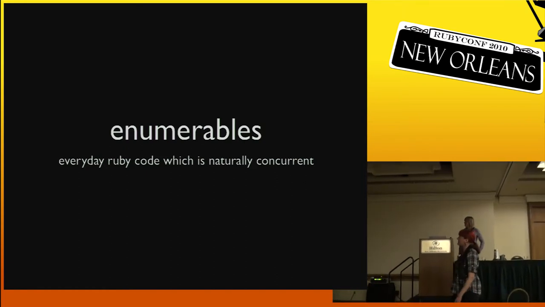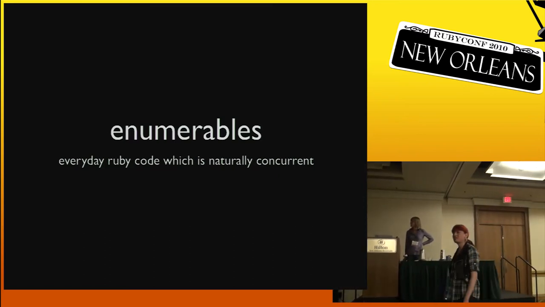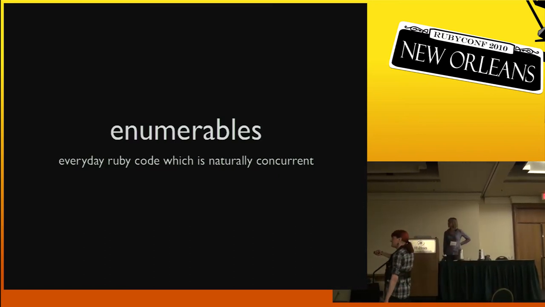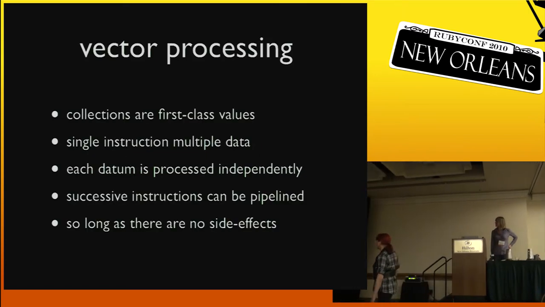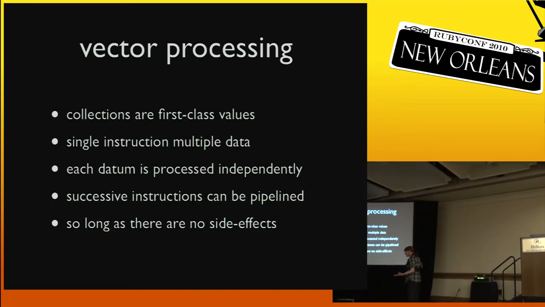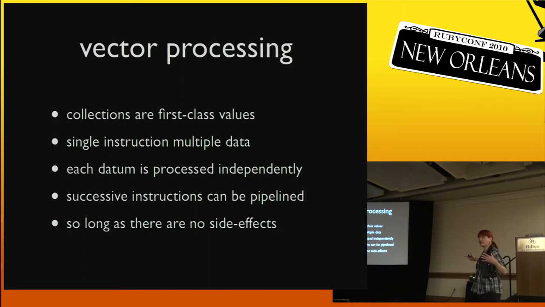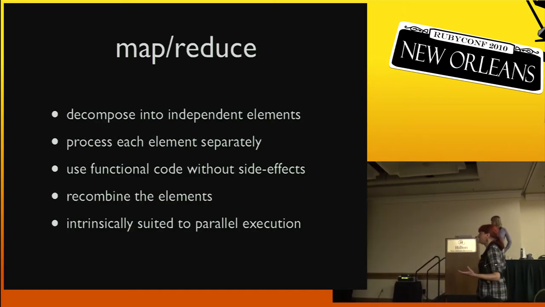This is my personal bugbear in the Ruby world. Enumerables, we use them all the time, and they are in most instances naturally concurrent. This is because effectively every collection in Ruby is a first class value. We can treat it as a whole. When you do an each, you are extracting things from this group. But if you do a map, conceptually, you are treating each item in parallel. And there isn't exactly a lot of support for that in MRI under the hood, which is a pity because it would speed a lot of stuff up.